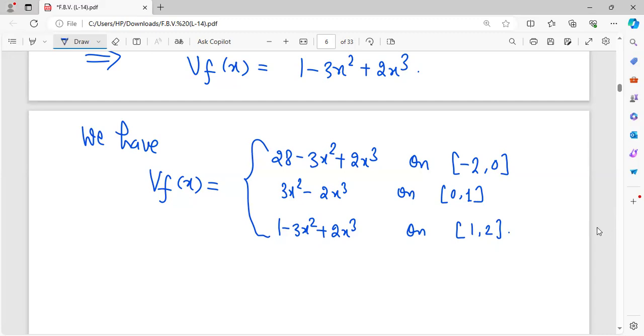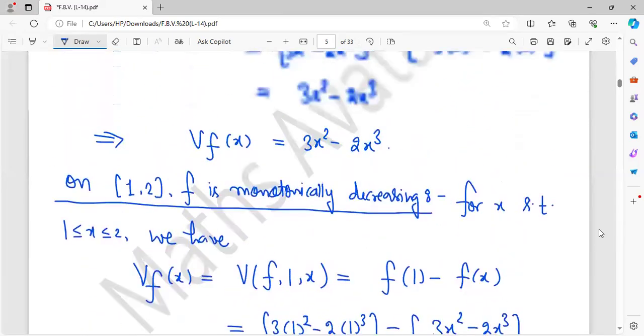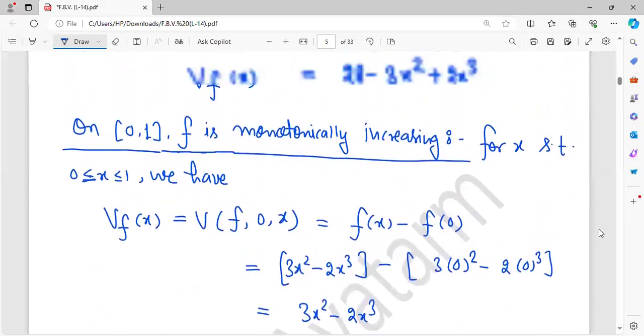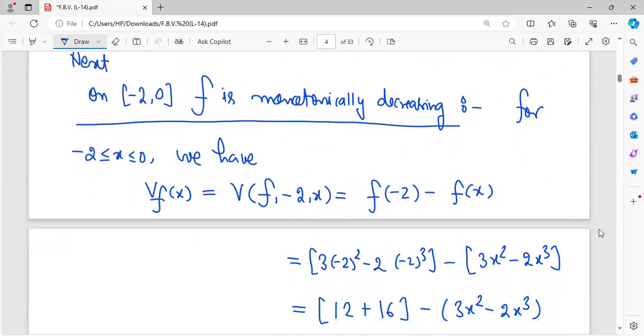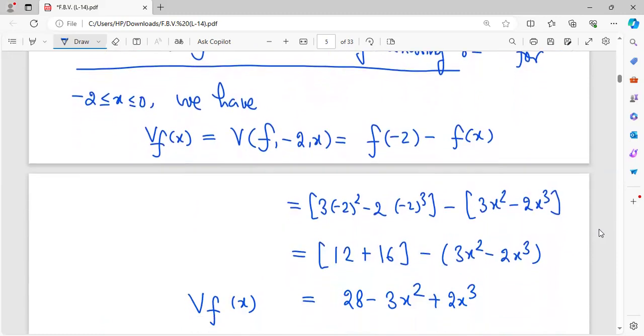Let me check one minute. It is minus 2 to 0, 0 to 1. At minus 2, 0, f is monotonically decreasing. Okay. So we have minus 2, evaluated at minus 2. So it is minus 8, 16, 3x square.